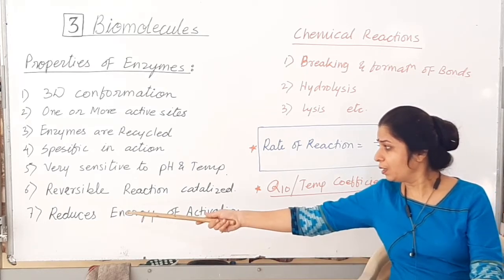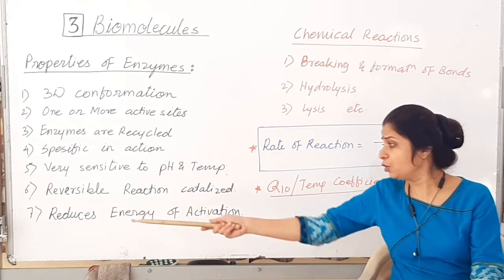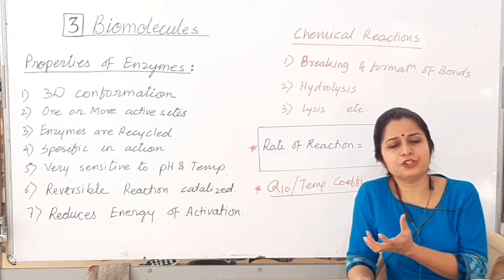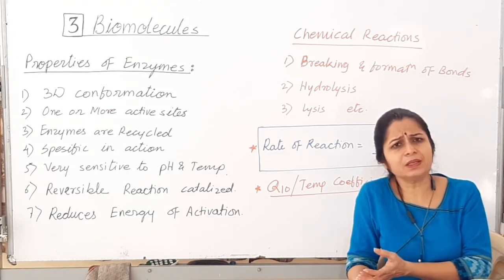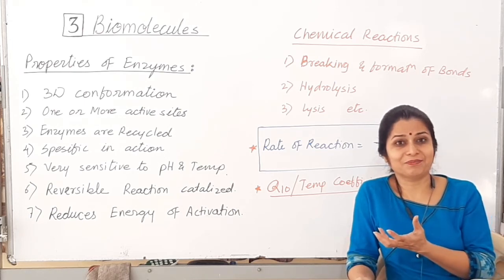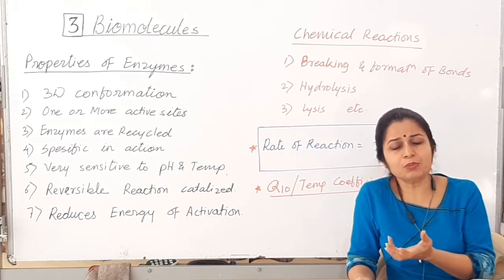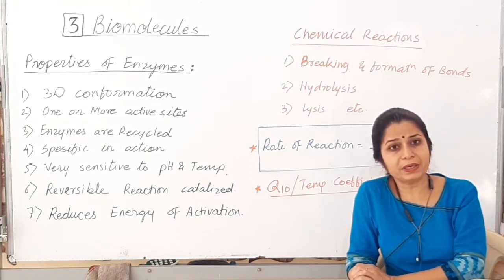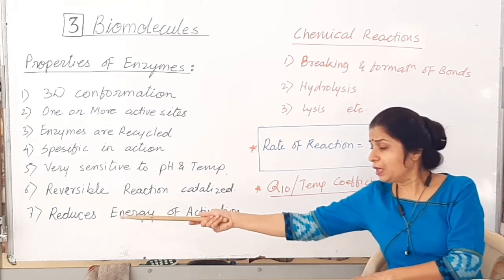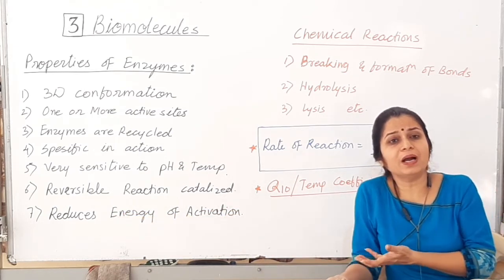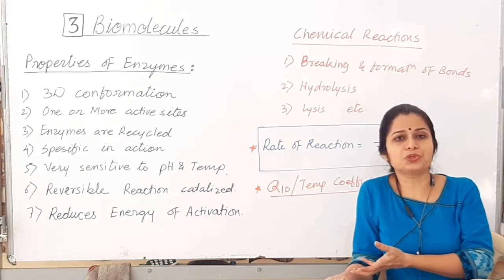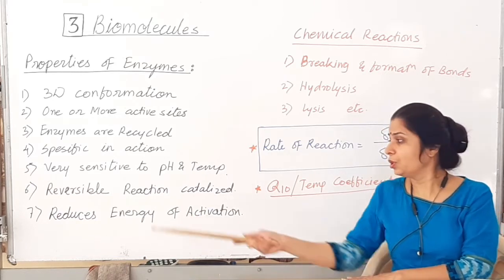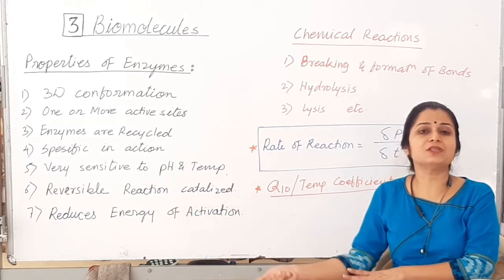Then, reduces energy of activation. You know the word activation energy. A stable raw material won't participate in the chemical reaction. You have to activate it. Once it is activated, some bonds are broken down, then the chemical participates in chemical reaction. So, if enzyme is present, that energy required to activate the chemical is reduced, and hence a stable chemical can participate in chemical reaction. So, energy of activation is reduced in presence of enzyme.